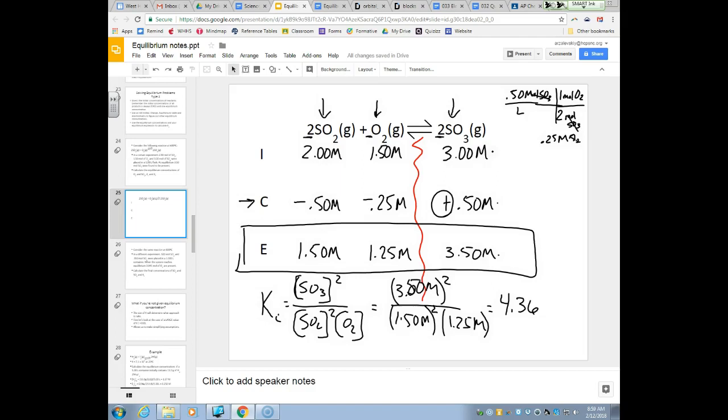That would be my Kc, and then I could figure out my Kp from that using the formula Kp equals Kc times RT to the delta n power.